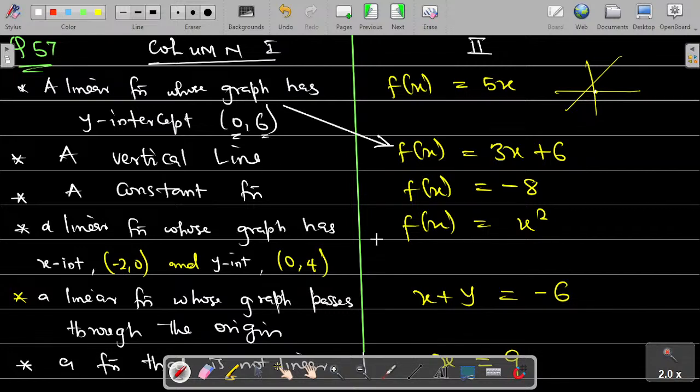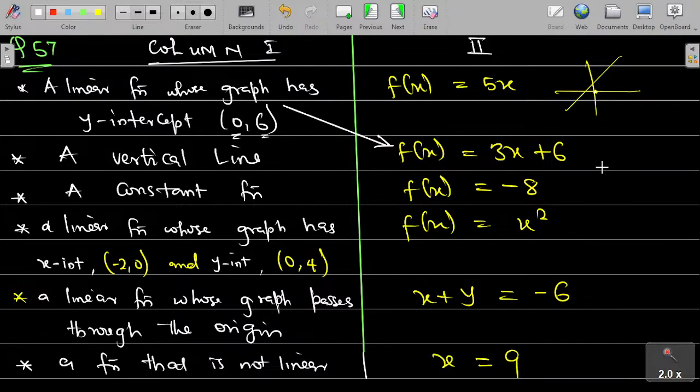Okay, and then the next one says a vertical line. So which of these functions represents a vertical line? How do you know a vertical line? You know a vertical line when only x is given. All of these are what you should be able to play around with, and that's why they are giving you these exercises. So if I have a function, let's say x is equal to 3, I should plot the graph of x equal to 3.